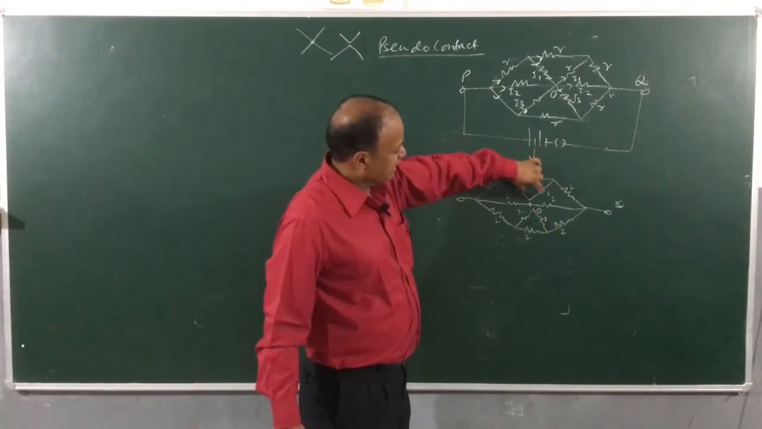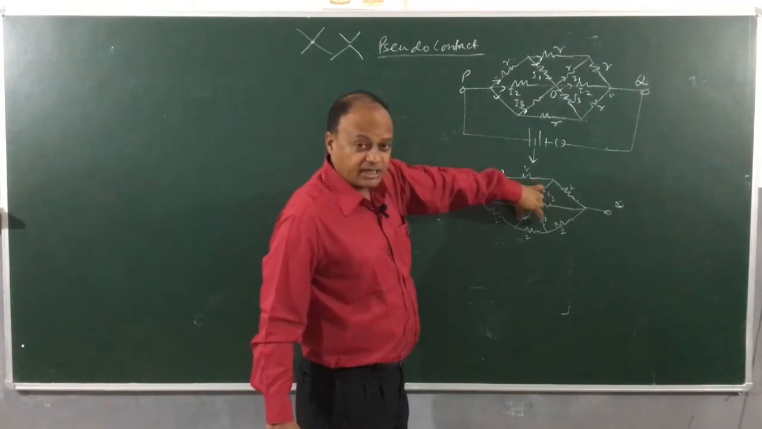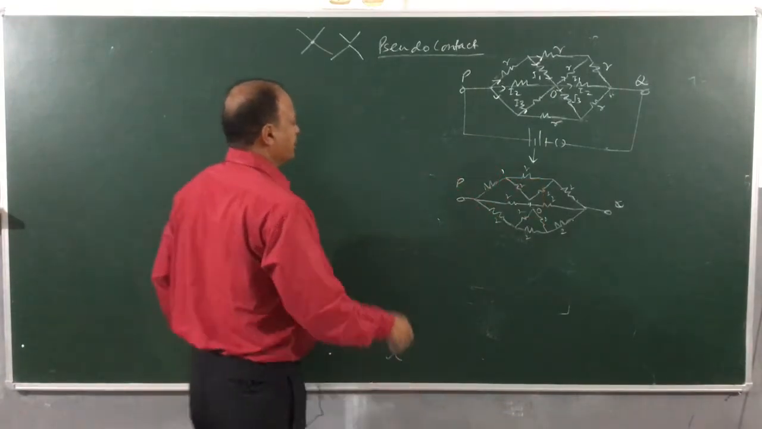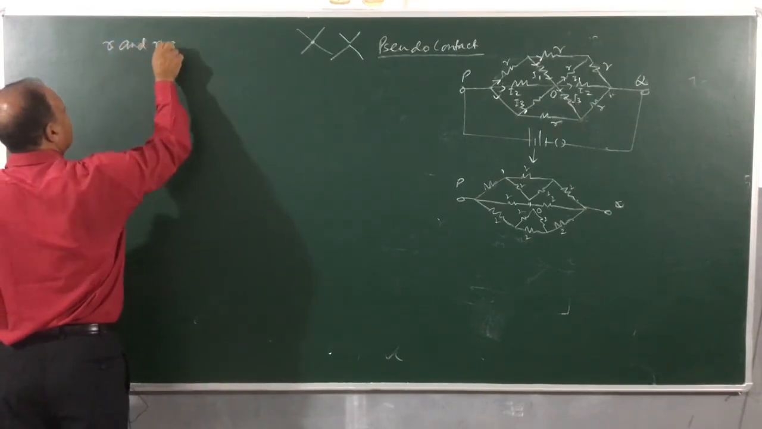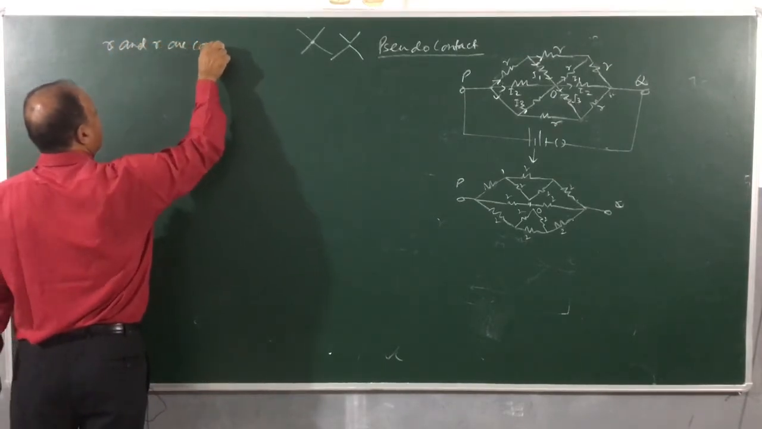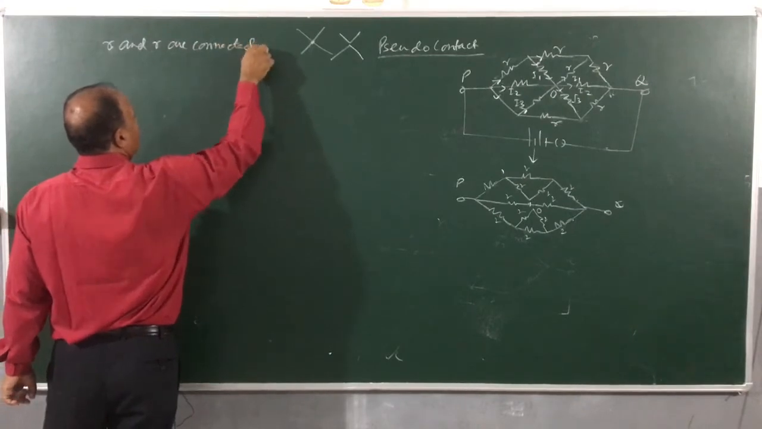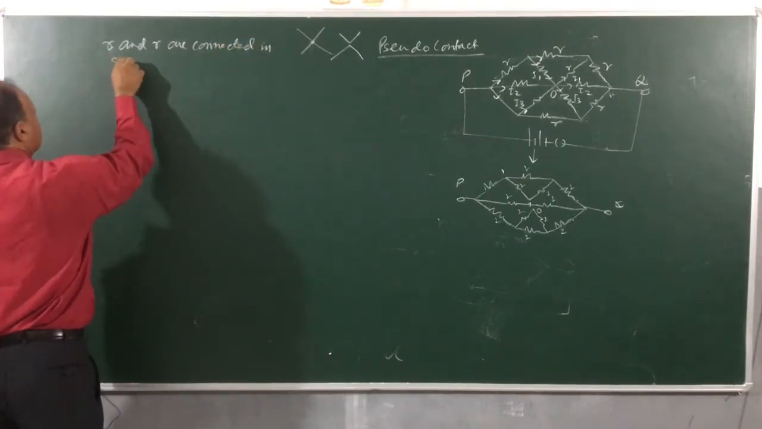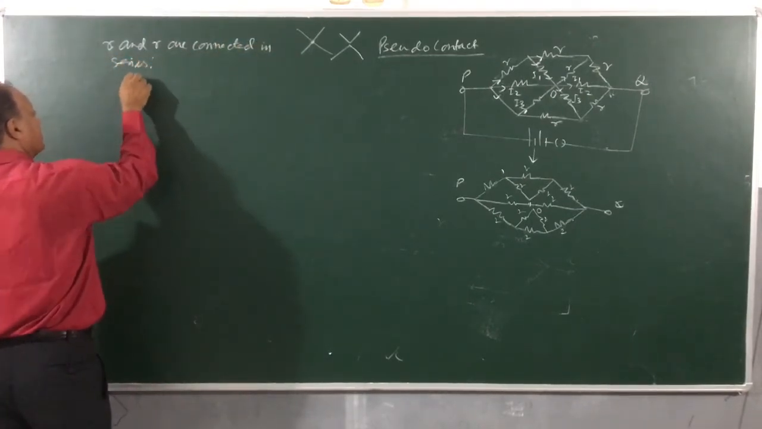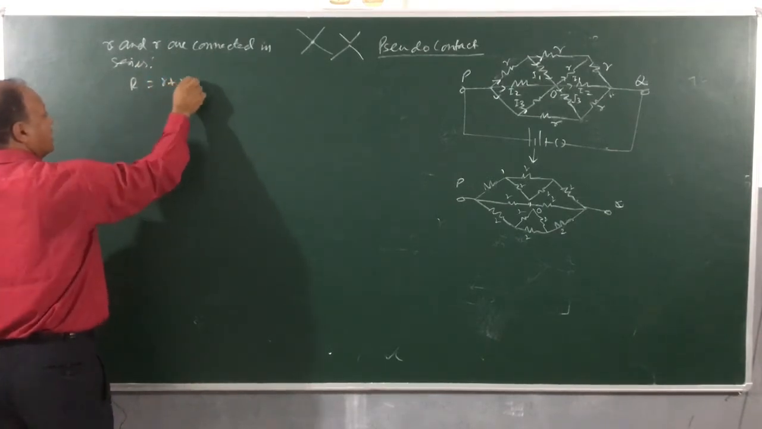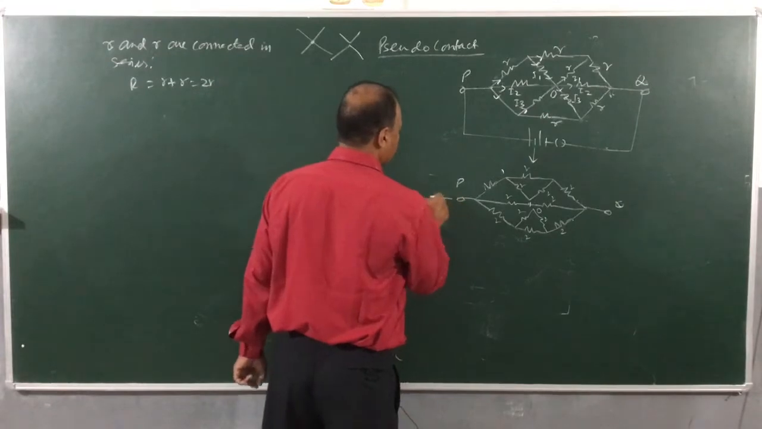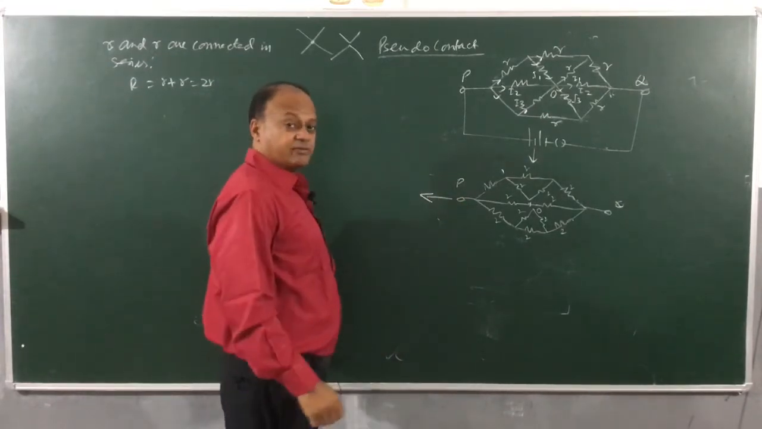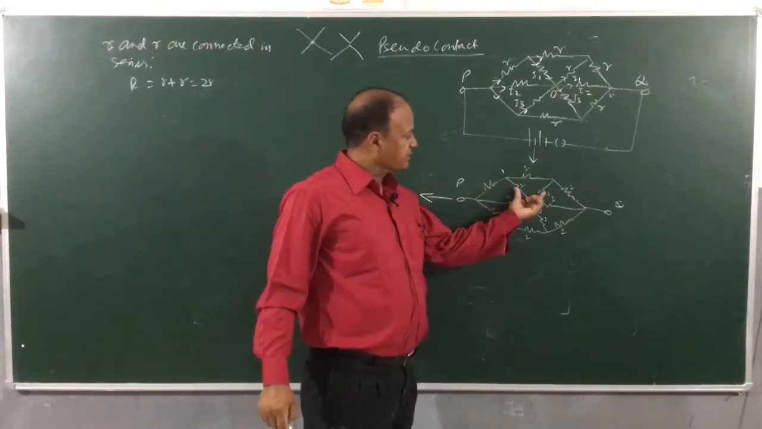So you can see that R and R are connected in series, and this R and R are connected in what? Series. So I will be writing here, R and R are connected in what, children? Series. So their equivalent is equal to how much? R plus R is equal to 2R. So let us simplify this circuit once again, children.